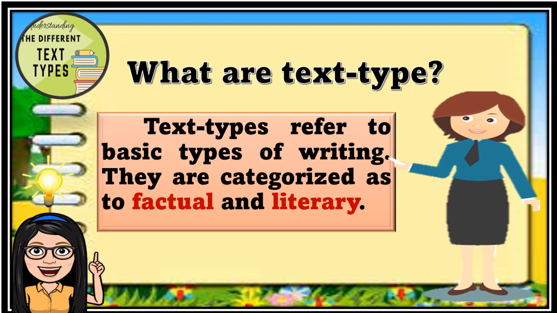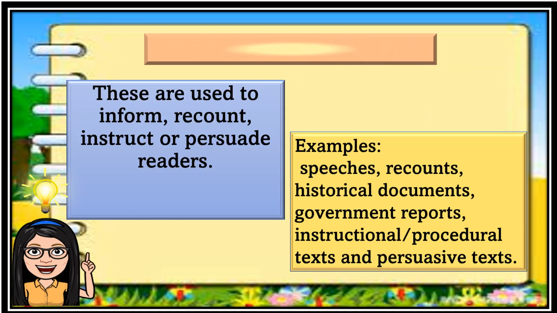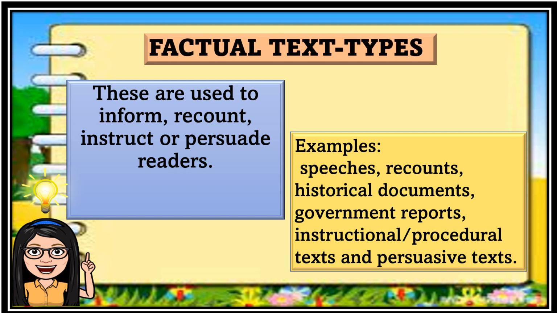So let's start our lesson by defining what text types are. Text types refer to basic types of writing. They are categorized as factual and literary. So, what does factual text types mean? These are used to inform, to recount, instruct, or persuade readers.